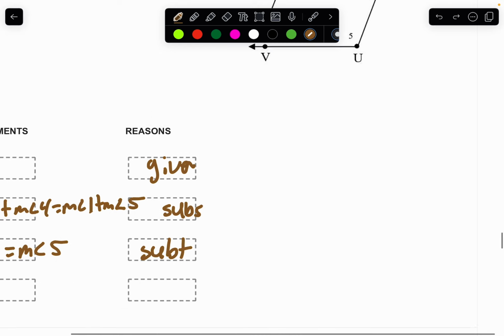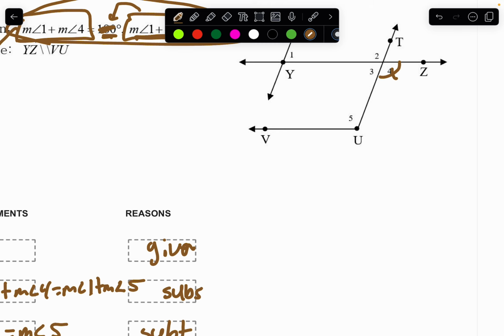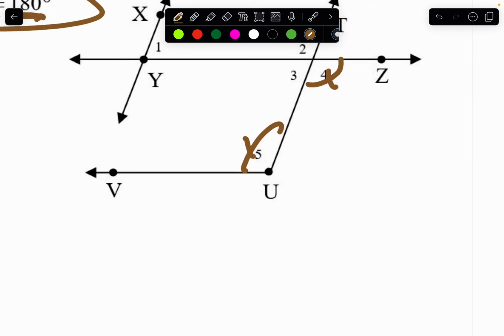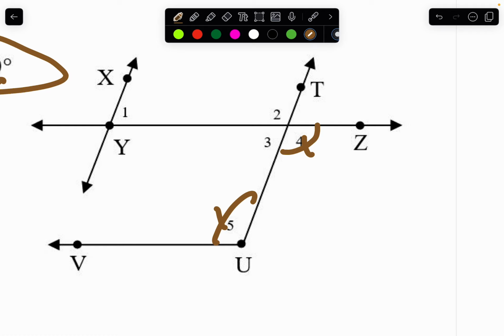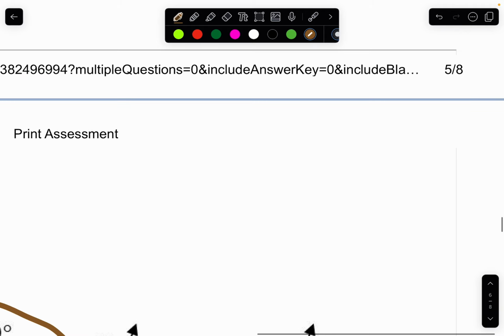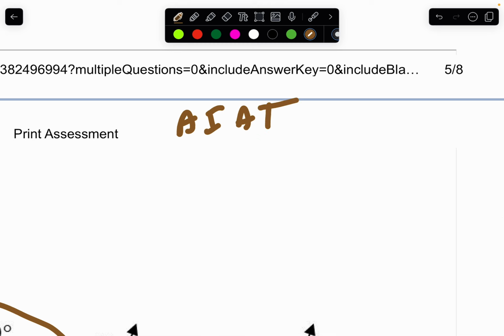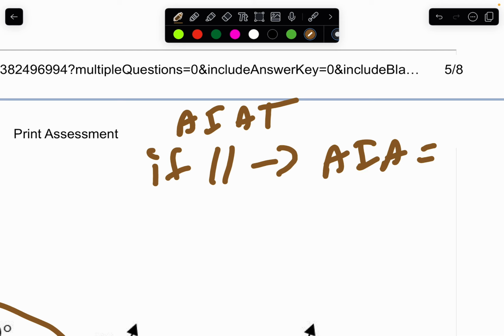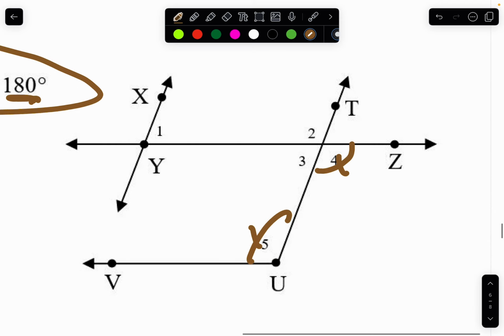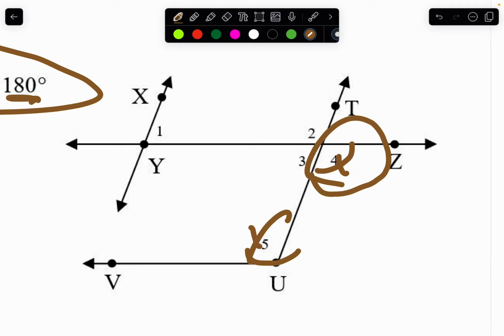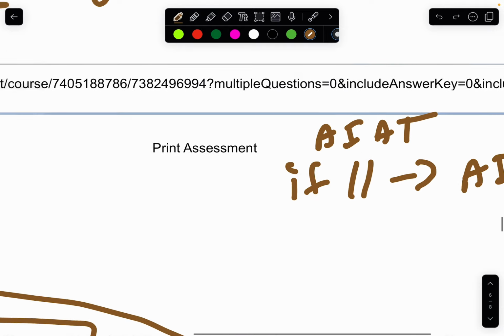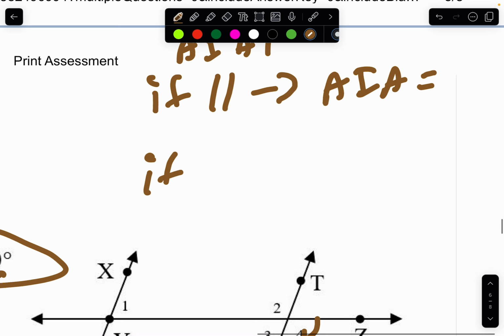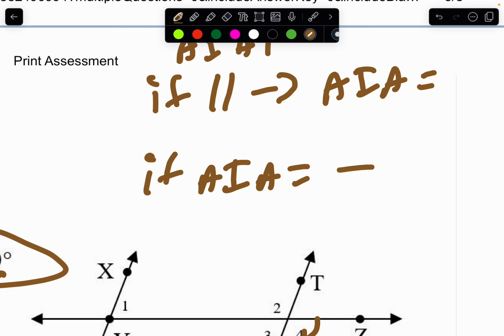But now we're kind of stuck. So let's look at the picture. We now know that angle 4 and 5 are equal. What does that mean? Remember that the alternate interior angle theorem says if lines are parallel, then alternate interior angles are equal. We don't know that the lines are parallel. We know that these angles are equal. So there's another theorem that says if alternate interior angles are equal, then the lines are parallel. That's part of what proofs are all about.